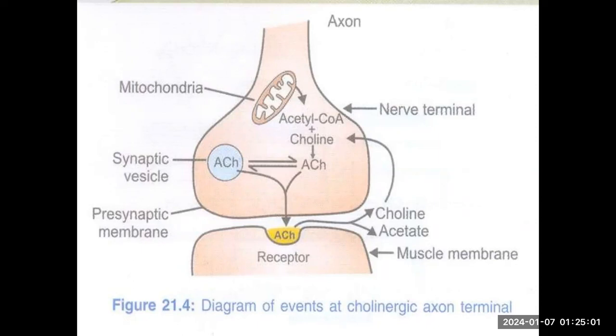Then acetylcholine from the synaptic vesicle is released and binds to the receptor present on the postsynaptic membrane. Some of it is broken down into acetate and choline. Choline again goes back, and this cycle keeps on repeating.